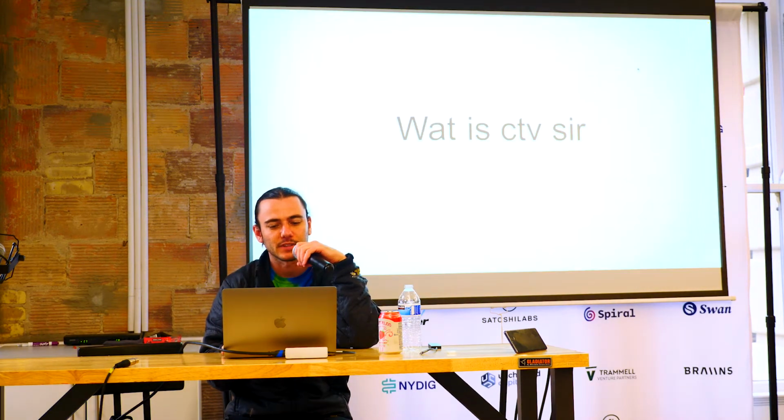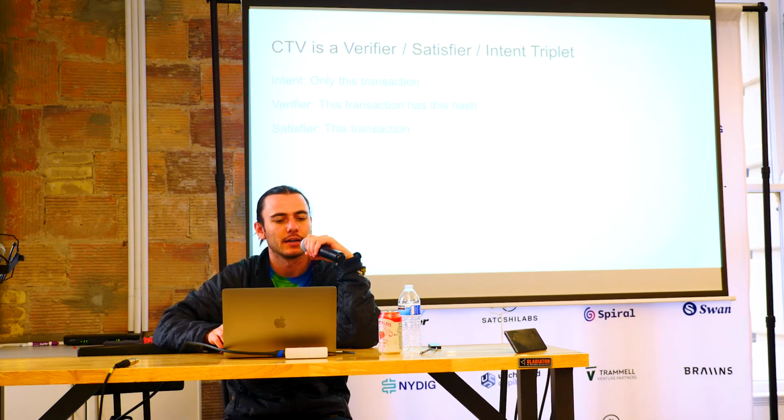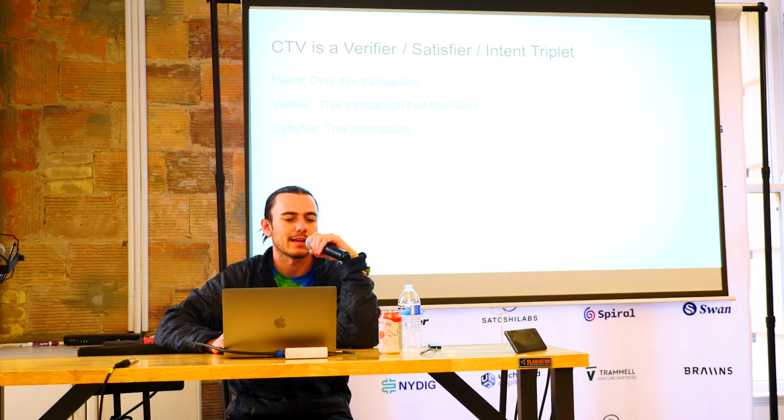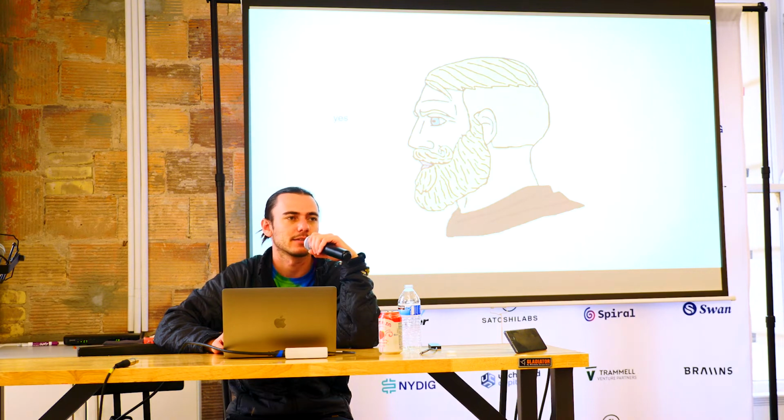All right, so I'm big on repetition. CTV is a verifier, satisfier, intent triplet, right? This is a framework we've been building on. Intent is only this transaction. Verifier: this transaction has this hash. Satisfier: the transaction. It couldn't be much simpler. Is it stupid? I don't know. Yes, right?